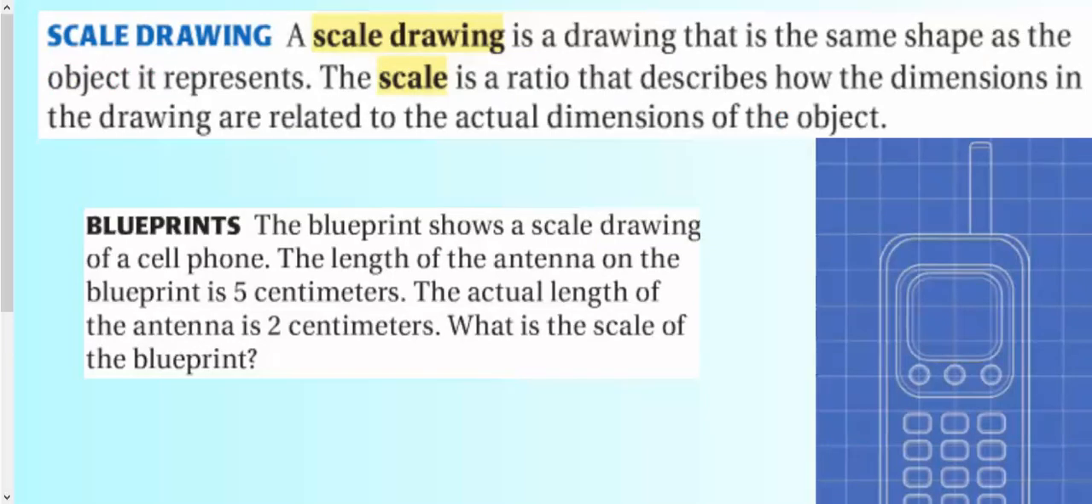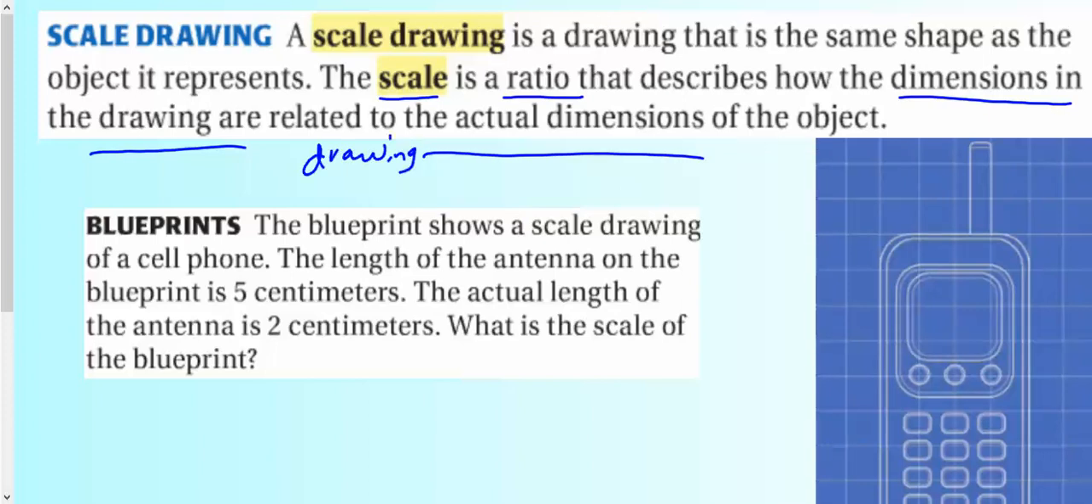A scale drawing is a drawing that is the same shape as the object it represents. So blueprints, for example, are a very common form of scale drawings, or maps are really common. The scale is a ratio that describes how the dimensions in the drawing are related to the actual dimensions. Okay, so it's a ratio. So we have drawing over real. That is the scale. Scale is drawing over real. So the blueprint shows a scale drawing of a cell phone.